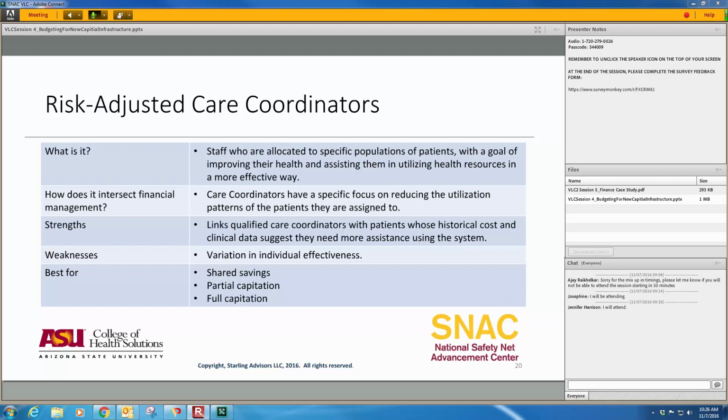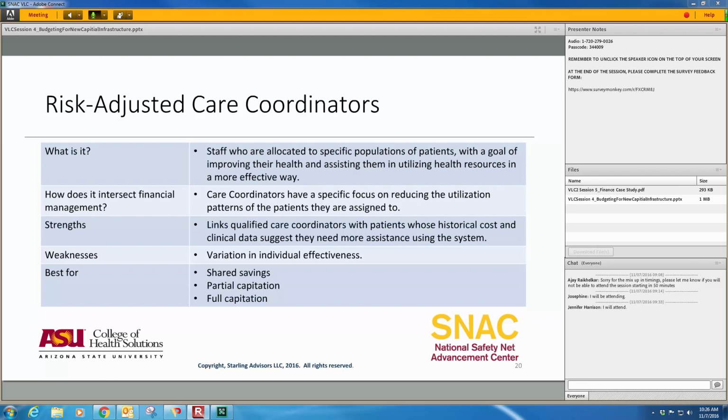Typically, it's best to have a minimum threshold for either historical cost or utilization of services before a care coordinator is assigned. The reason is you want to maximize the use of care coordinators for patients who are likely to experience a positive change, versus those who may not have that complex of health needs. One of the challenges here is variation in effectiveness. Not every care coordinator is going to be as effective at reaching patients as others, and so that's another area you're going to have to evaluate.